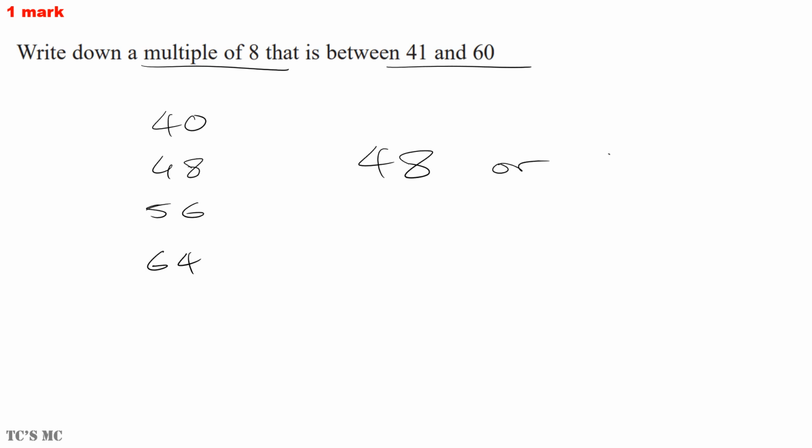Write down a multiple of 8 that is between 41 and 60. I would write down my 8 times tables starting with 40, so then I've got 48, 56, 64. Of course, because it's between 41 and 60, I can only write 48 or 56. The question says write down a multiple, so you only need to write one of them, you do not need to write both.